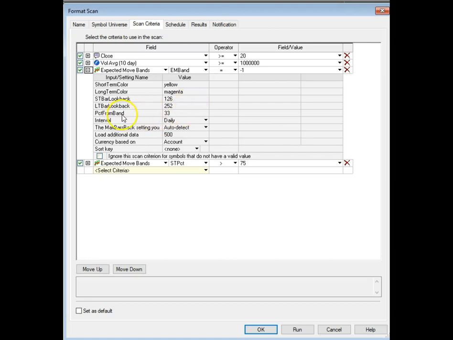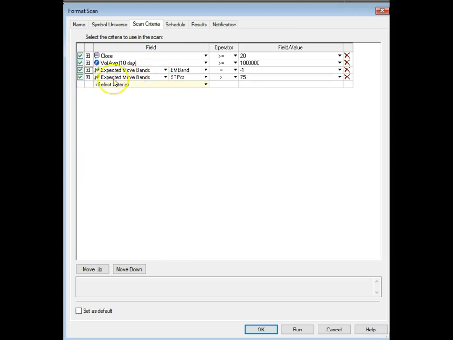And you tell the percent, this is the percentage from the band. So this is saying 33% from the upper band or 33% from the bottom band. So basically dividing the bands into 3 regions, the top third, the middle third, and the lower third. And this is telling you if this was going to be in the lower third. So it's looking for things that are in the bottom third of the bands. So that's what this part of the scan is looking for.